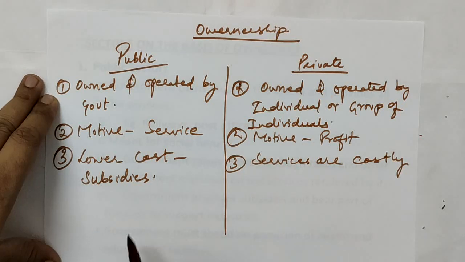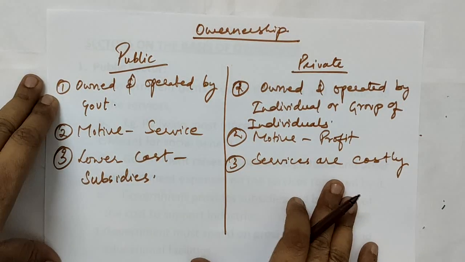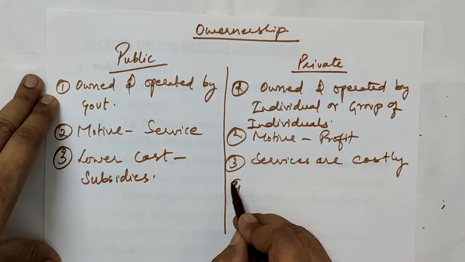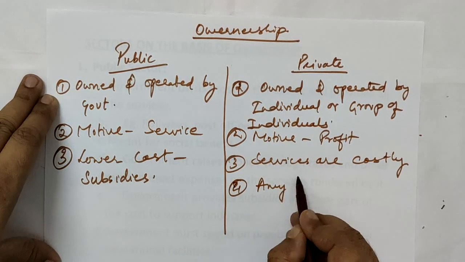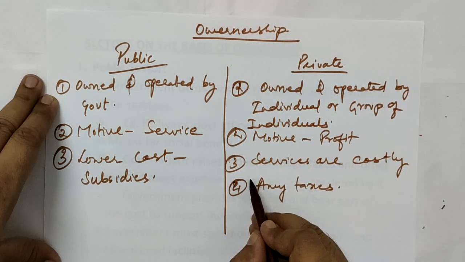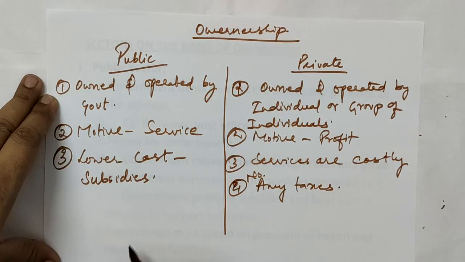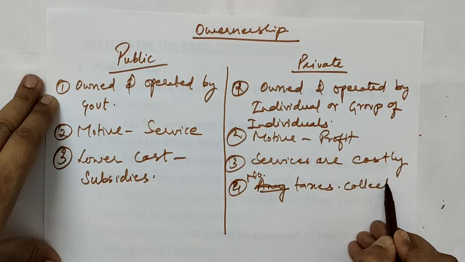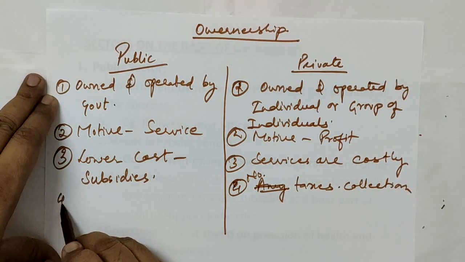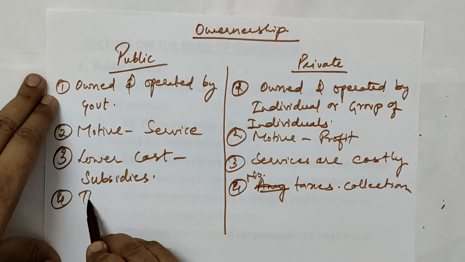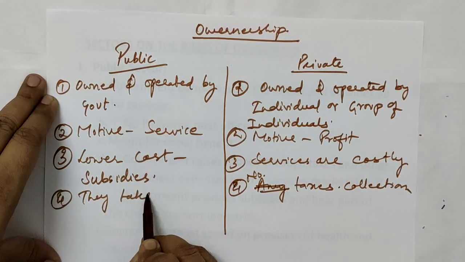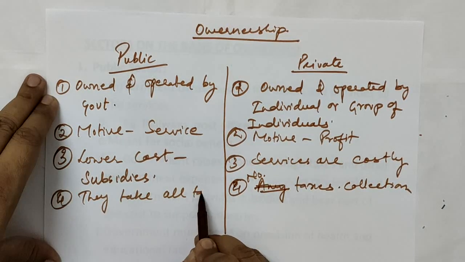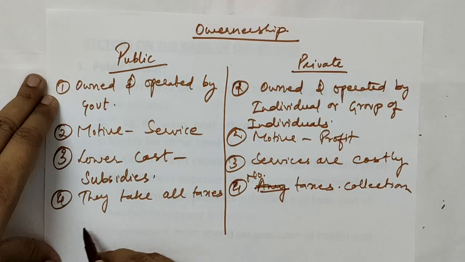There is a reason why they provide at a lower cost and why they provide costly, because the private sector is not collecting any taxes. No tax collection. The government takes all the taxes, so that's why it's their responsibility.